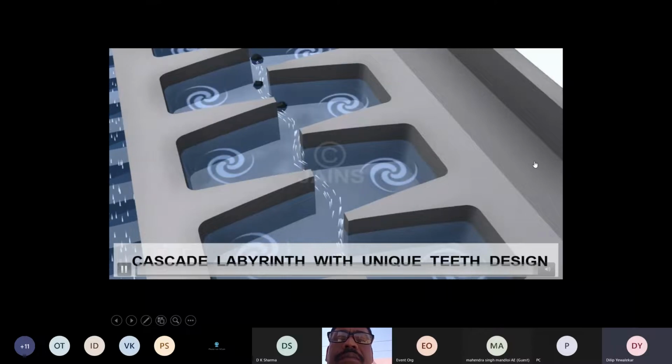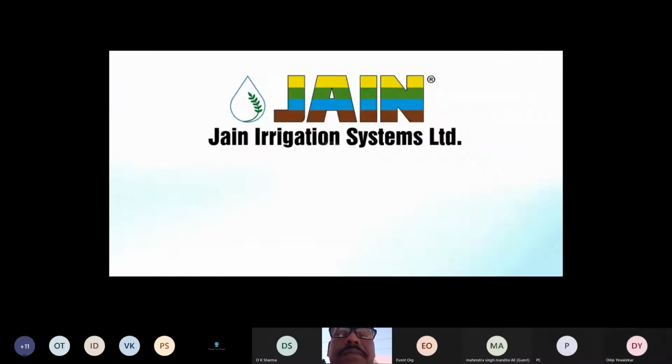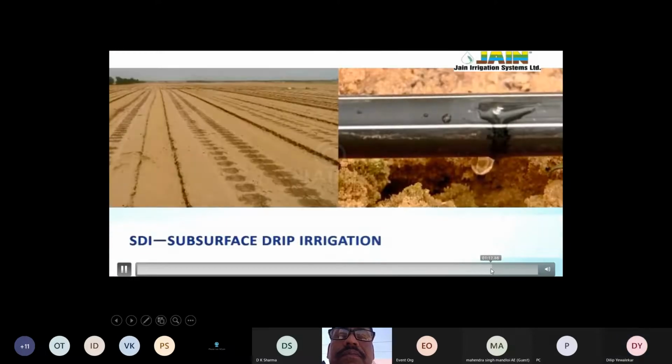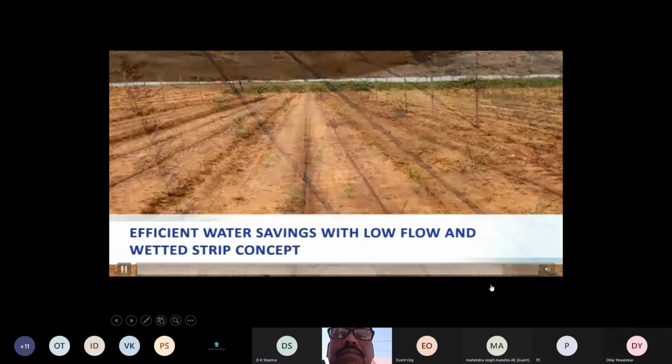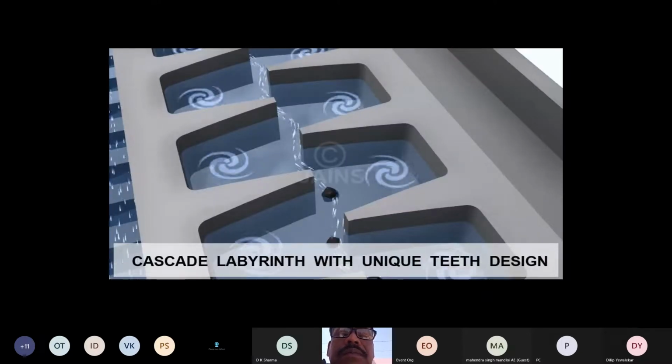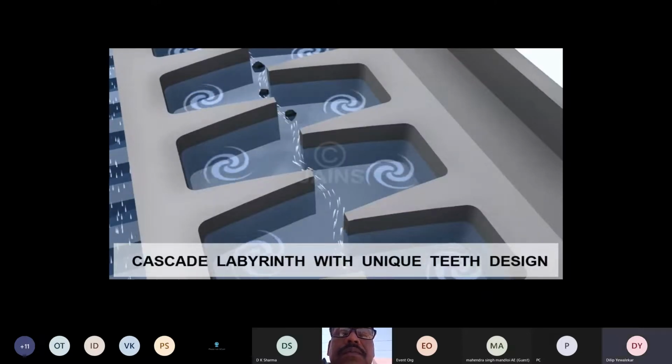When, by chance, some particle comes in the drip line, these are particles.